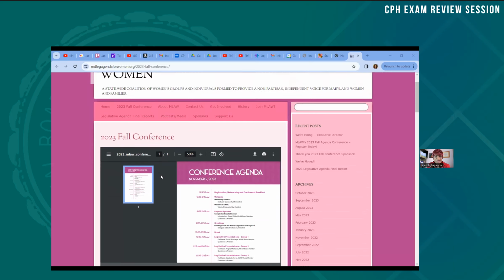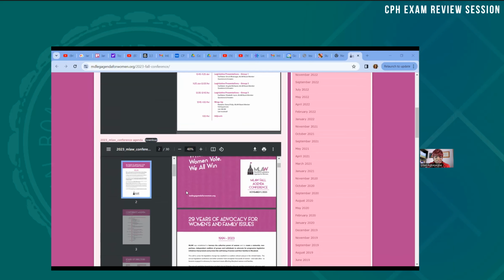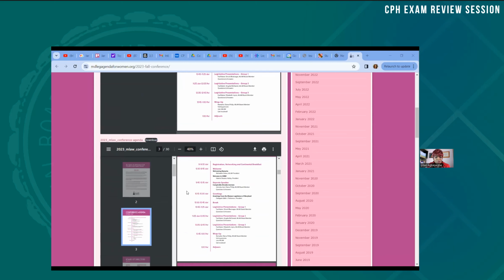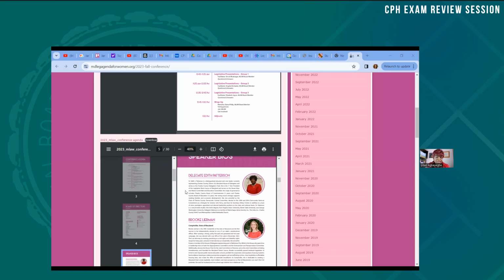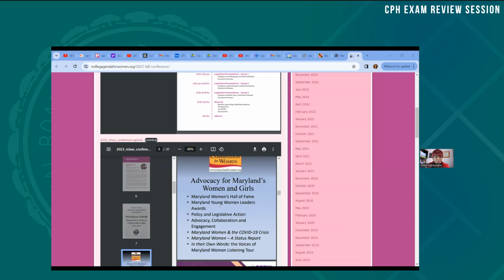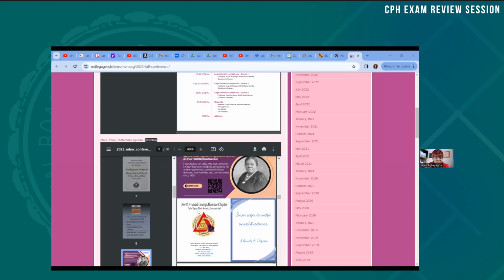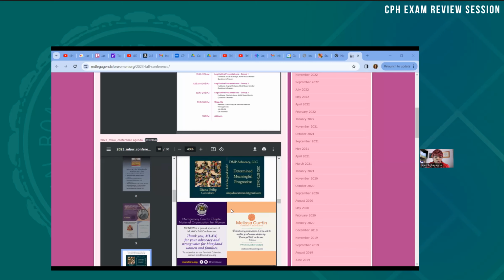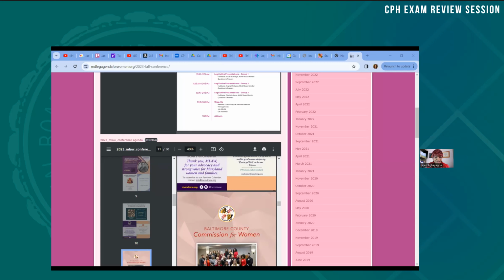So if you see, this is the legislative agenda for Maryland. They had a conference. I wanted us to look at this because this is what happens when they are promoting nine bills that they want to sign, but look at how many people. They have the National Organization for Women, the Maryland Commission for Women, the North Arundel County Alumni Chapter. You can't pass a bill on your own. You need all partners to come together.